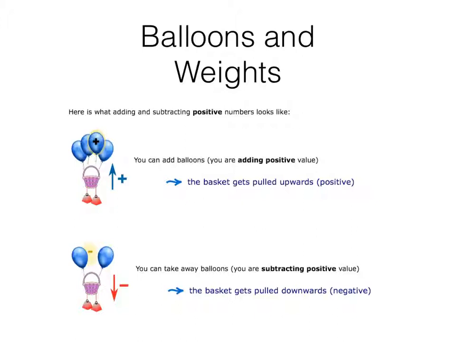So I had 3 balloons there, and I added 1, and now I have 4 balloons, so it goes up higher. But you can also subtract those balloons. And so that would be, in this case, taking the 3 balloons we had, well, switch to the pen tool, 3 minus the 1, and your balloon goes downwards. So when you add positives, your balloon goes up. When you subtract positives, your balloon goes down.